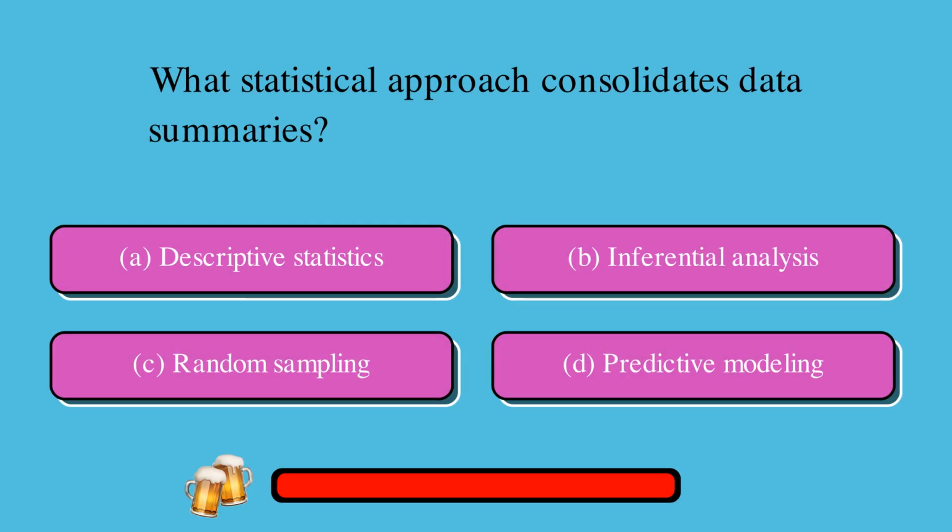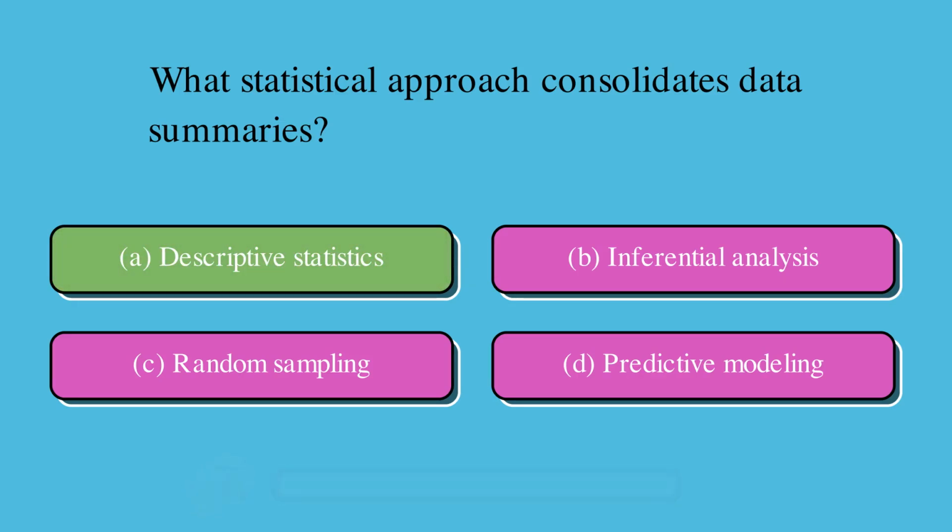What statistical approach consolidates data summaries? A. Descriptive statistics, or B. Inferential analysis, or C. Random sampling, or D. Predictive modeling? The correct answer is A. Descriptive statistics.